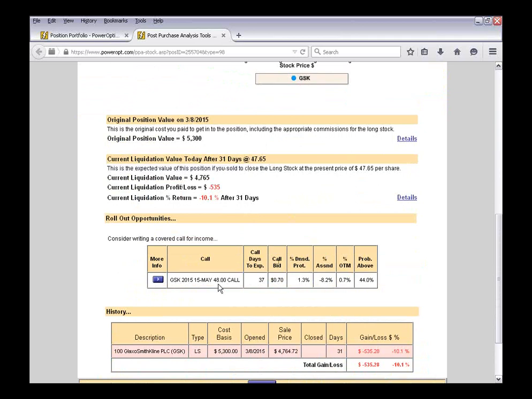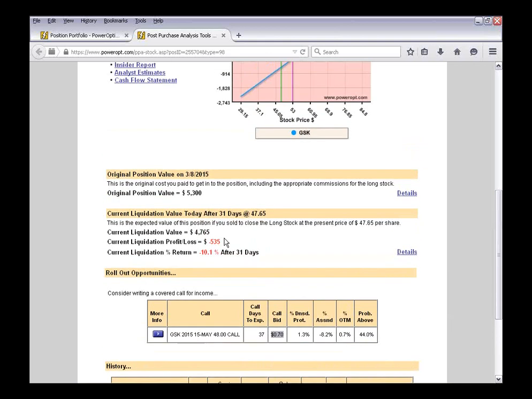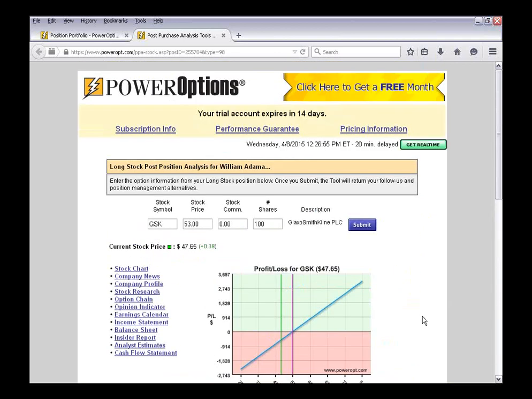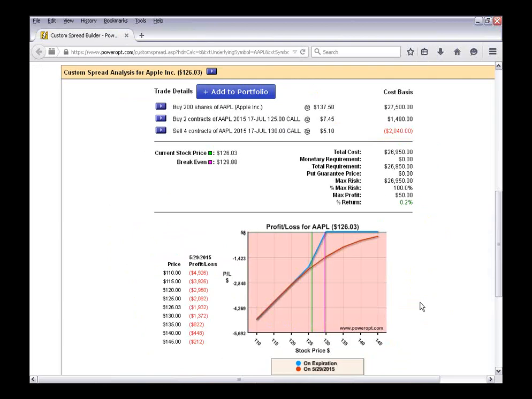With the stock at $47.65, going 37 days out to the May 48 call only generates 70 cents. You can lower some of the loss here, but if the stock moves above 48, you're kind of locking yourself into an 8.2% loss. Okay? I don't think this is going to cut it for what we want to do. Can we go further out in time? Well, let's take a look.